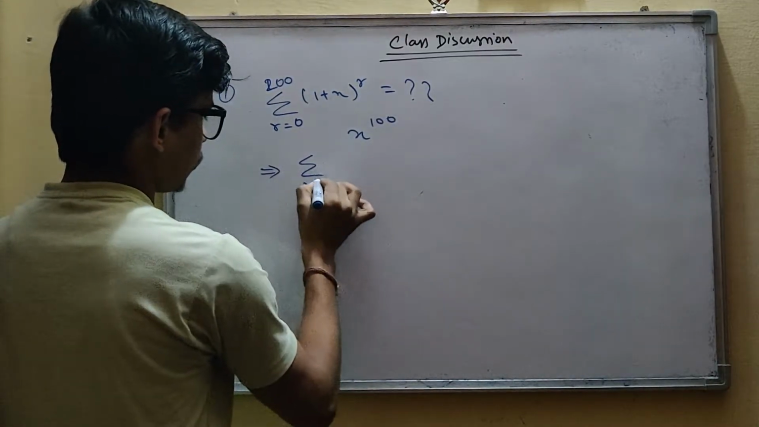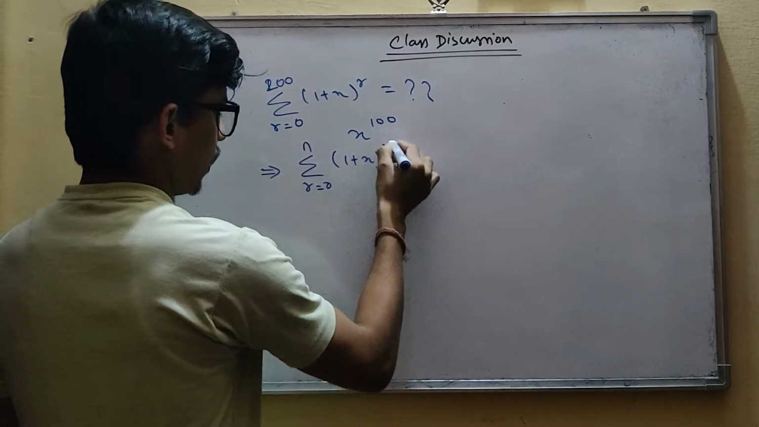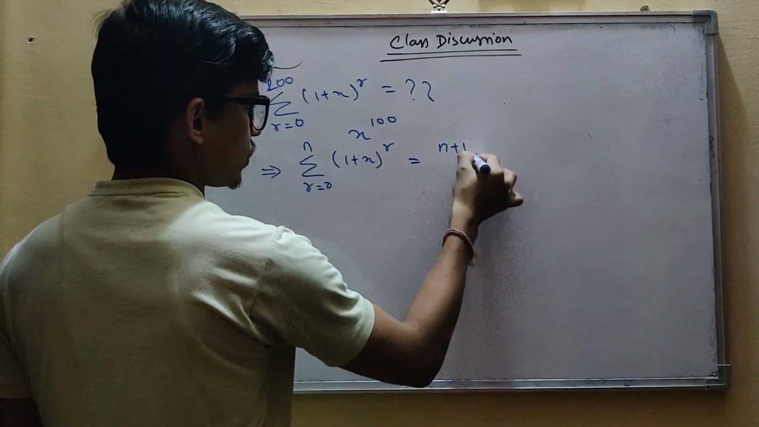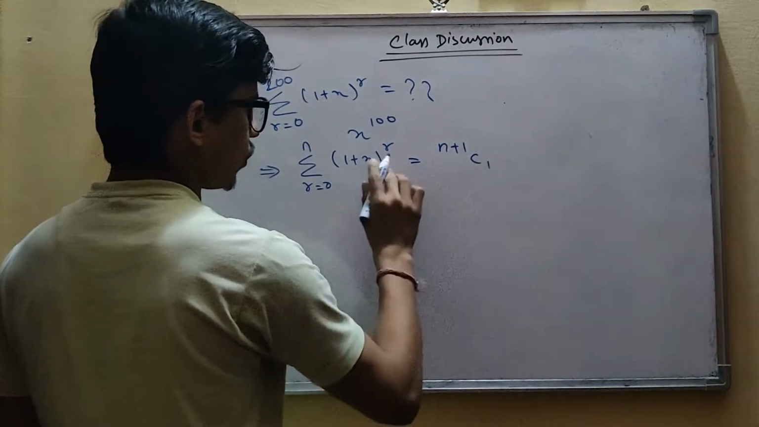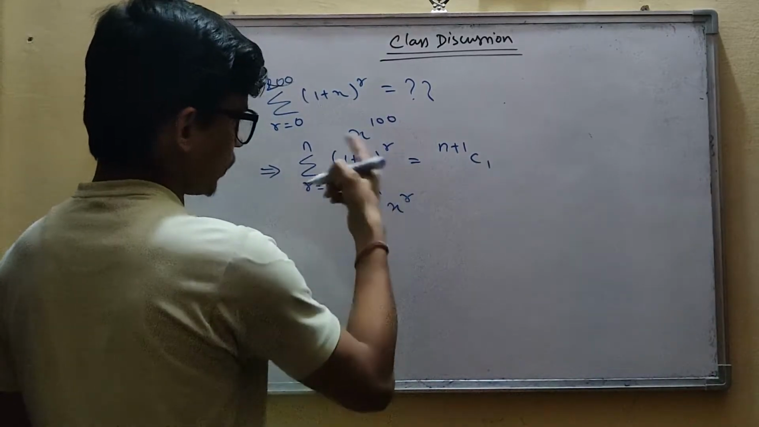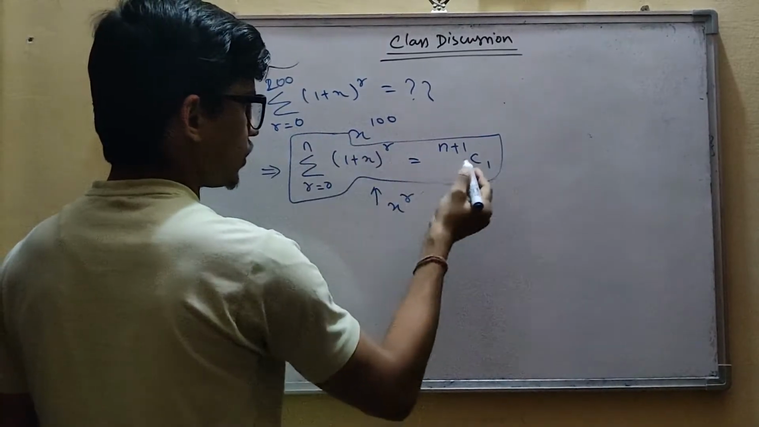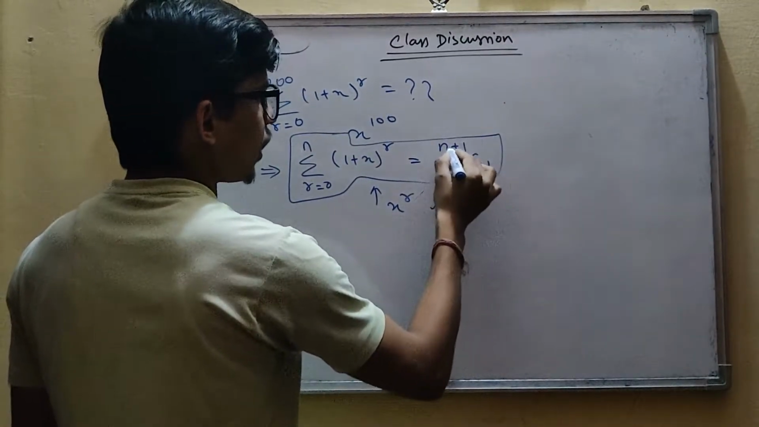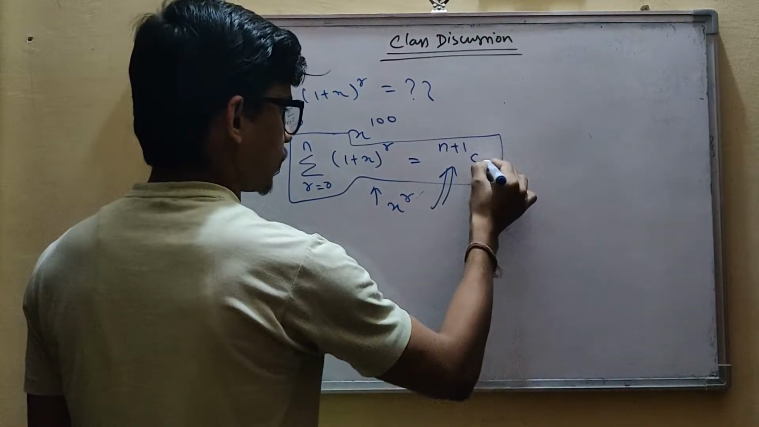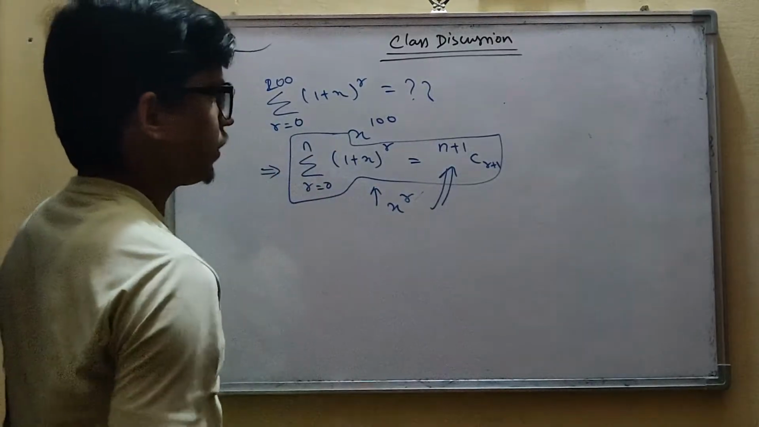The summation from r equals 0 to n of (1 plus x) to the power r, the limit is on r, is actually equal to (n plus 1) c (r plus 1) if you want to find the coefficient of x to the power r in this particular expansion. So the coefficient is n plus 1 c r plus 1.